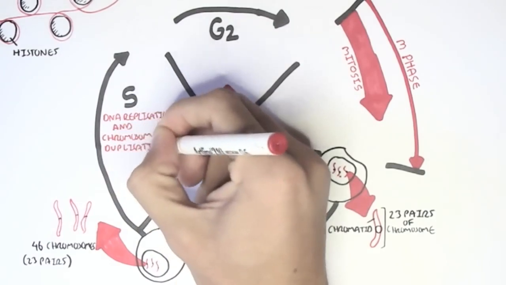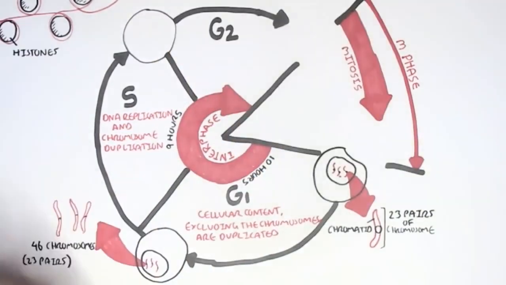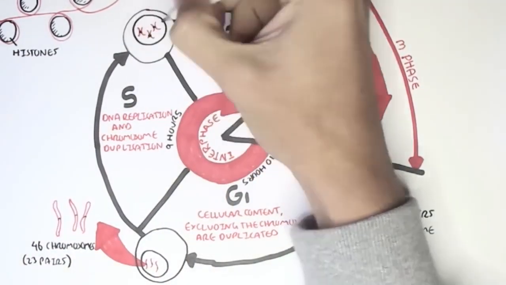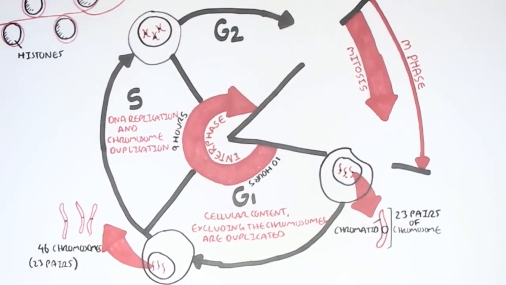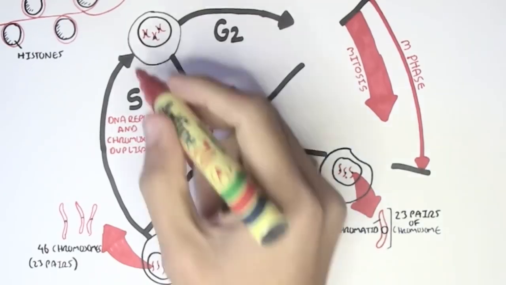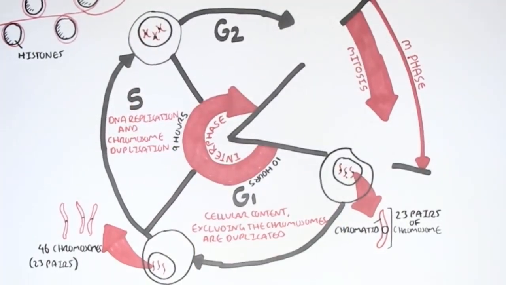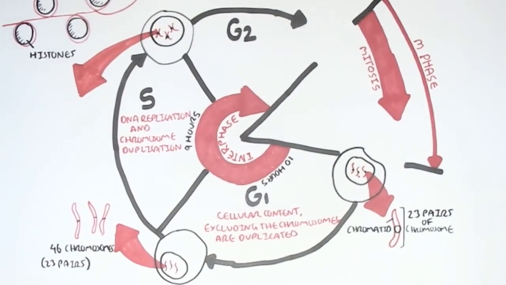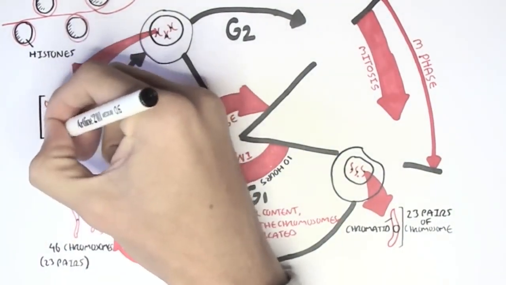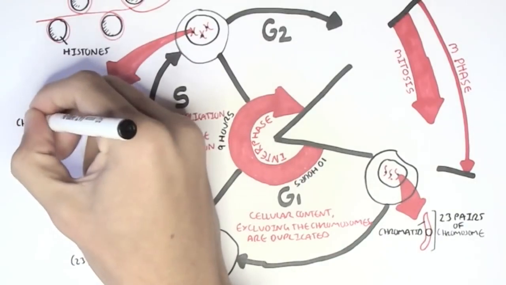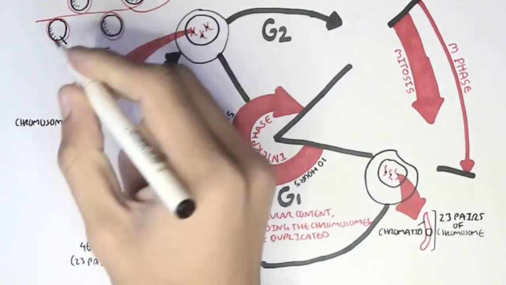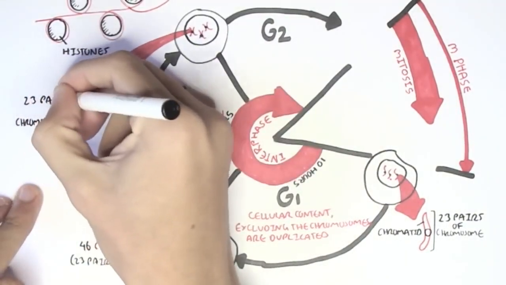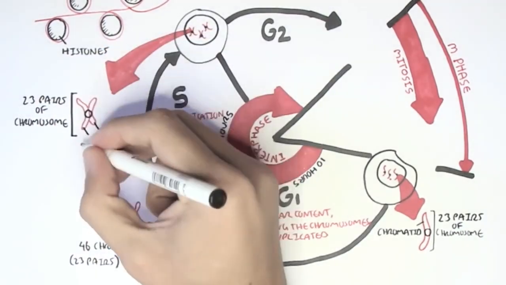In the S phase, this cell will actually have DNA replication and chromosome duplication. So at the end of the S phase, this cell will have duplicated chromosomes, as you can see in the diagram. If we zoom into the genetic material of this cell, it would look quite different. This is still one chromosome, and so this cell will still have 23 pairs of chromosomes.